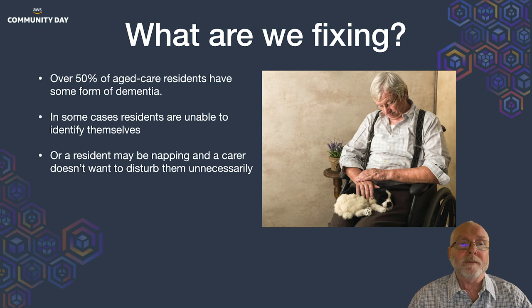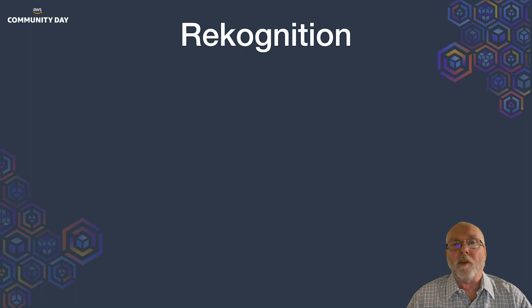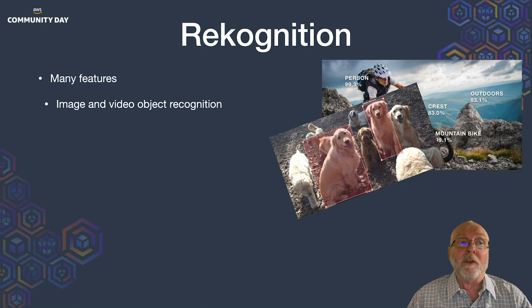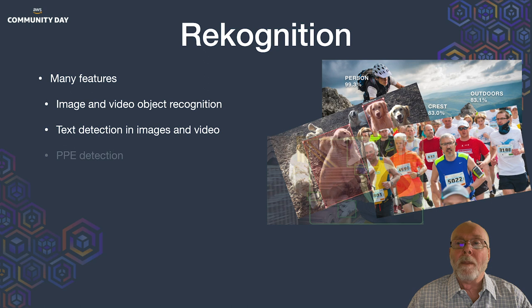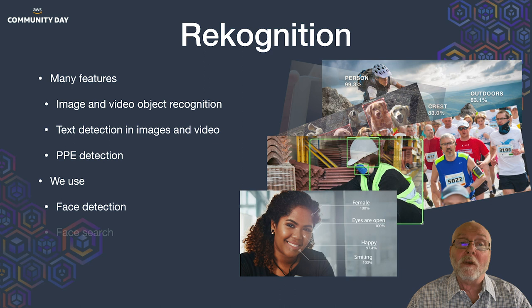So can we give a carer a way to identify a resident discreetly and from a distance so they can approach with a cheery, "Good morning, John," because they know his name? Of course we can. Amazon Web Services has Rekognition. Rekognition has many features. It can detect and label objects in both still images and videos. It can detect and recognize text in images and videos. And a new feature added recently means it can identify personal protection equipment and work out if it's being used correctly. In UCare, we use it to detect faces in an image and to identify who a person is.